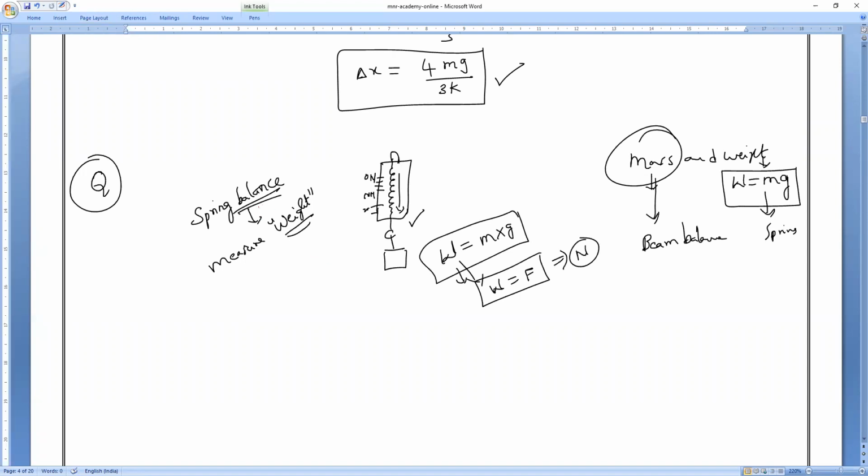So based upon the spring balance, now we are going to solve one question. That is why I'm saying that. Spring balance, everybody remember or not? Yes.